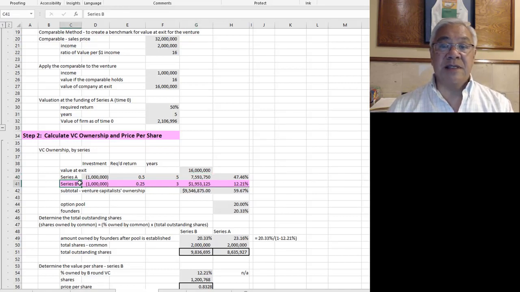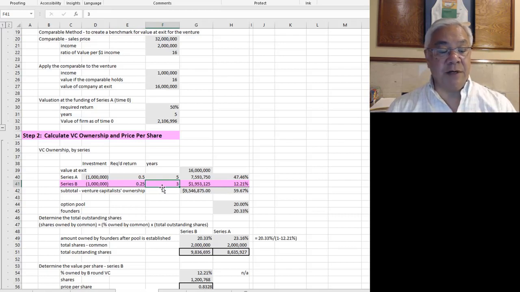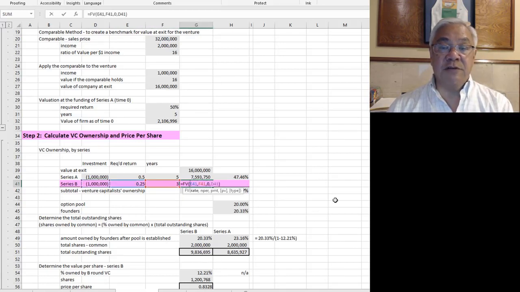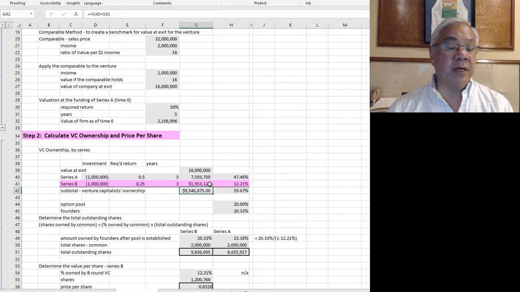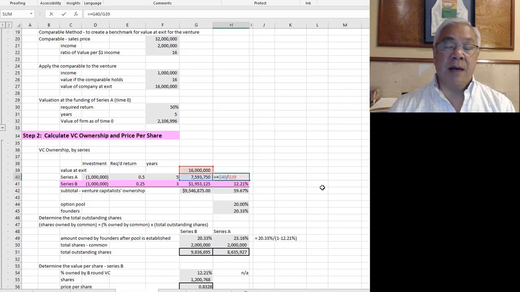Next, the Series B people. This is the new one, right? So they put in $1 million, 25% expected rate of return, 3 years, because this is year 3, 4, 5, 3 years. So that future value is future value at 25% for 3 years, 0 payment, and $1 million initial investment means that money should be worth 1.953 in year 5. And so now we have a total of how much is going to be owned by the VCs for the Series A and B. Now we know the value of the company is estimated at 16 million. So this number here is the amount that 7.59 represents of 16.